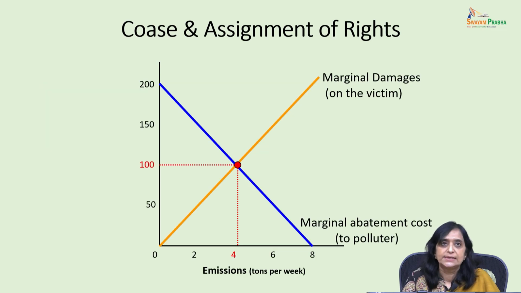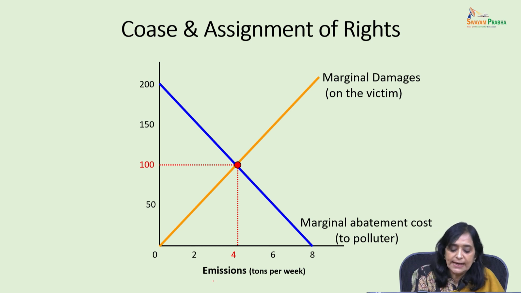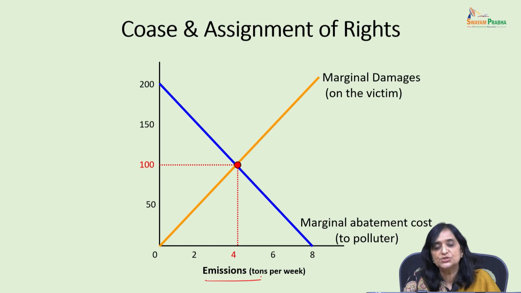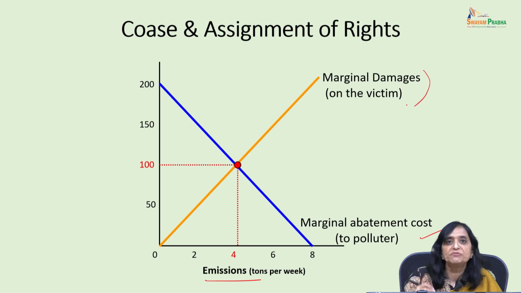Let us see this. We have taken an example of a fish hatchery and an example of a paper mill. On the x-axis, we are measuring the emissions. The blue line is the marginal abatement cost. That is, if the polluter has to reduce the emissions, what is the cost he is going to incur? And marginal damage is what comes to the victim, because as more emissions occur, the damage increases.